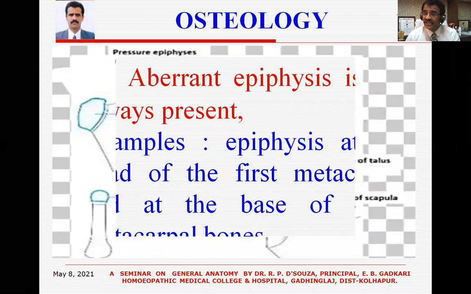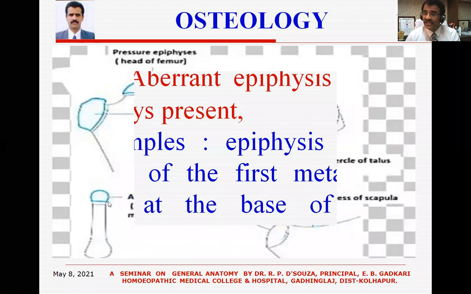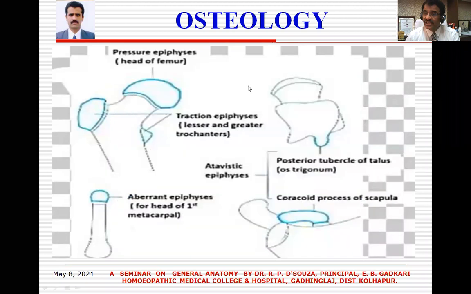So they are not always present. Here you can see the same example, aberrant epiphysis from the head of the first metacarpal. And these are the other 3 types of epiphysis. Here you can see pressure epiphysis, here you can see traction epiphysis, and here you can see atavistic epiphysis and aberrant epiphysis. So this is all about epiphysis.